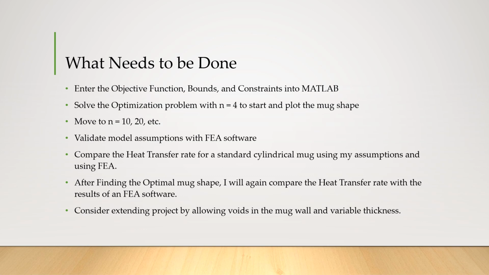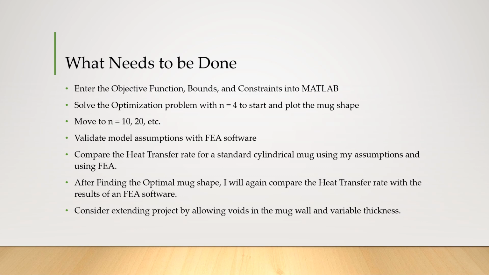Now, what still needs to be done in the project? I will enter all this information, including the objective function, bounds, and constraints, into MATLAB. I will then solve the optimization problem with only a few slices to start and plot the mug shape. If this is successful, I will move on to more slices and see how the design progresses.